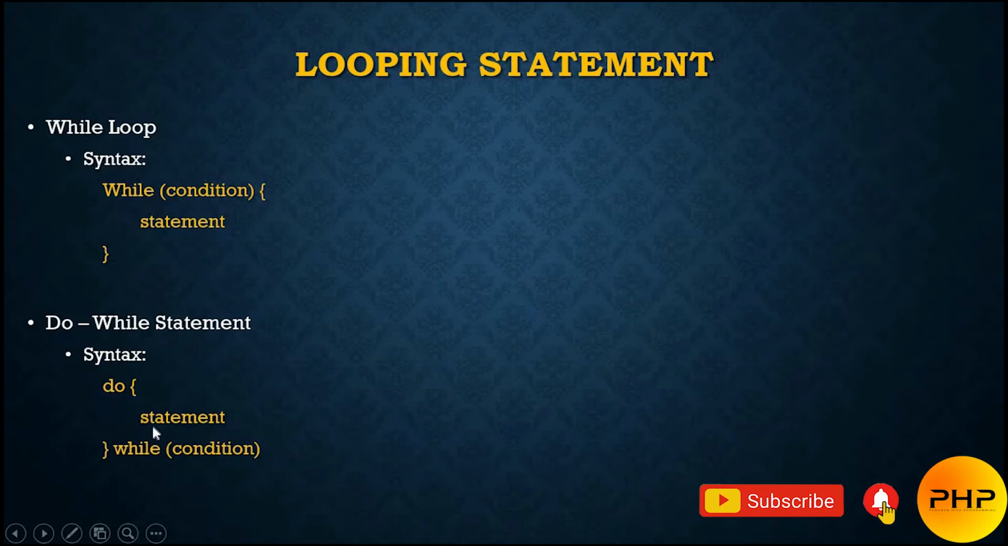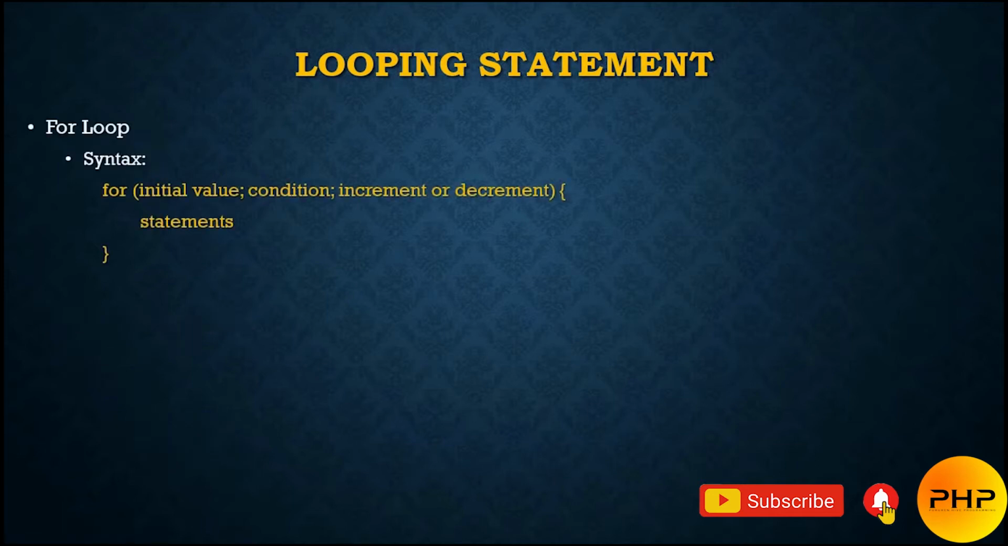Another one is the for loop. The for loop comes with these parameters: your initial value, the condition you test, and the increment. That is how it is.